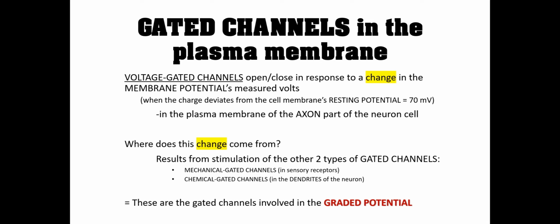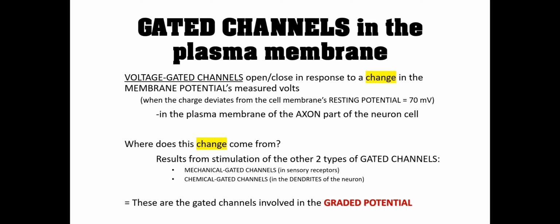So I said that these voltage-gated channels open and close in response to a change in the voltage, right? Well, where does this change in the voltage come from? It comes from two other types of gated channels getting stimulated in a different part of the neuron. So the mechanical gated channels are kind of all over the place. They're in the sensory receptors, and they're exactly what they say. They're mechanically opened, like you physically open them.